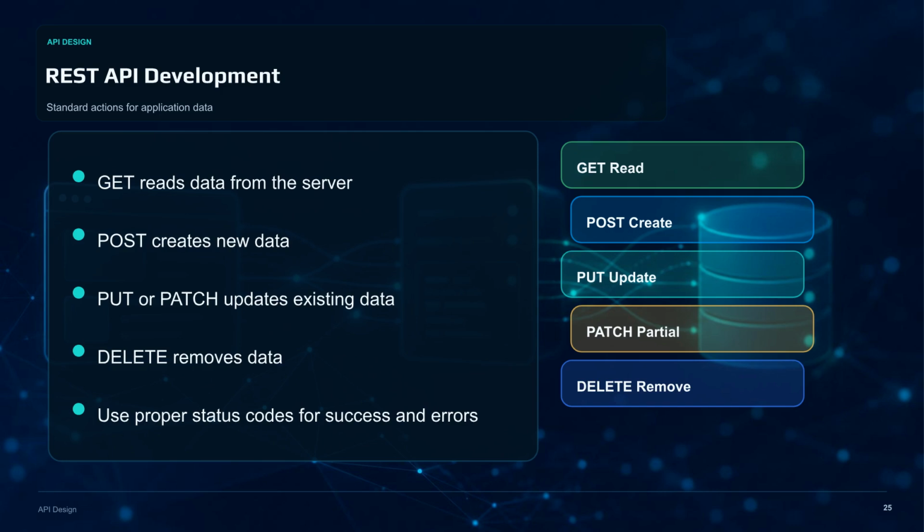Design your REST API using standard HTTP methods. Use GET to read data, POST to create it, PUT or PATCH to update records, and DELETE to remove them. Always return appropriate status codes for success or error.